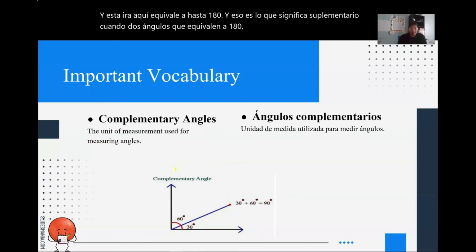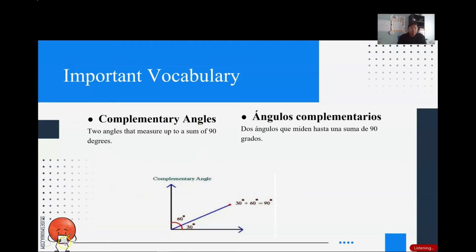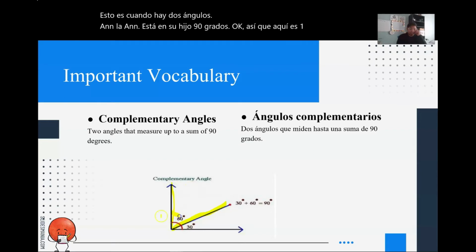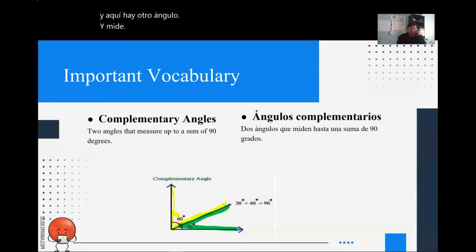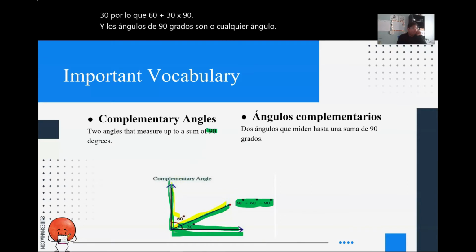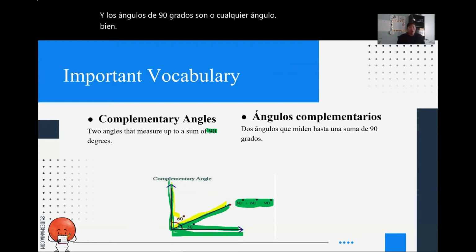What is complementary angles? This is when there's two angles and their sum is 90 degrees. Okay, so here's one angle which is 60 right there, and then here's another angle and it measures 30. So 60 plus 30 equals 90. Okay, and 90-degree angles is what type of angle? Good, a right angle.